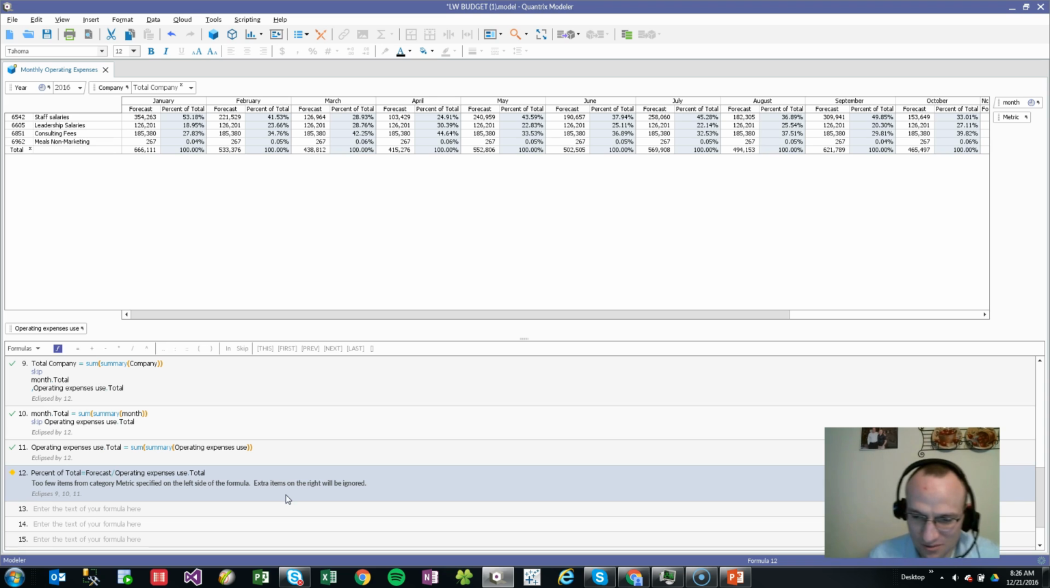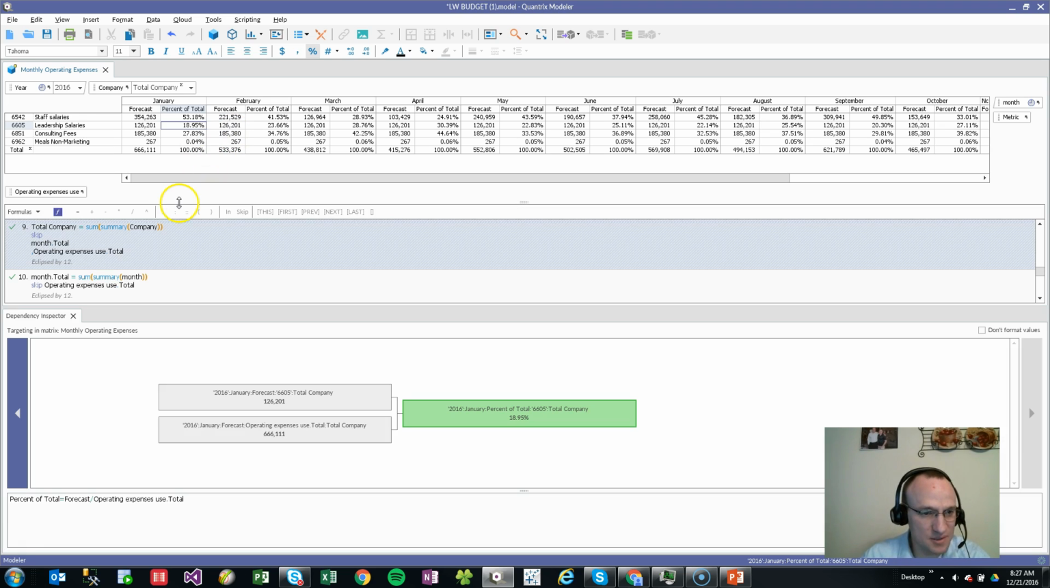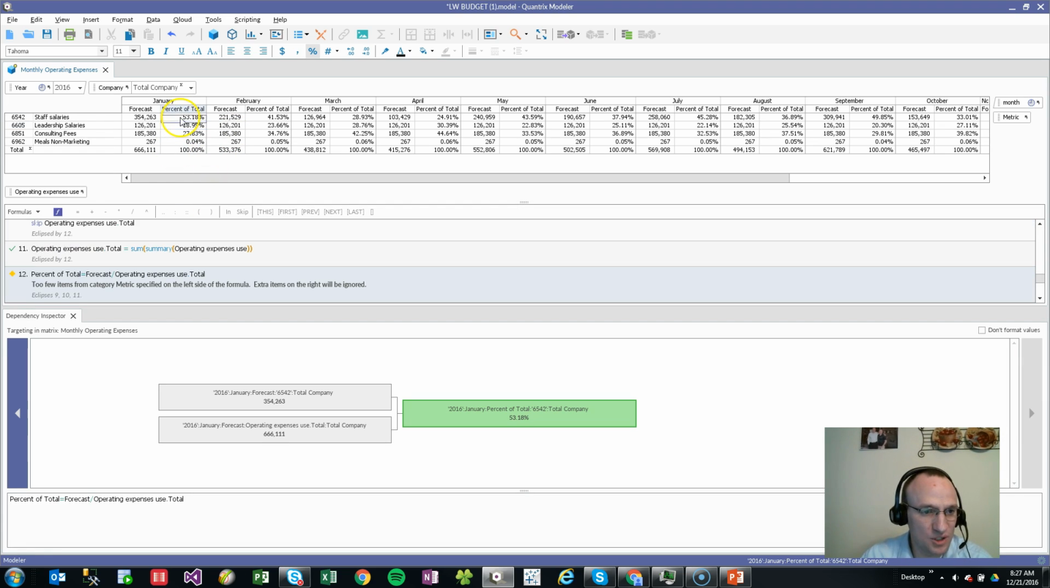And I'm like, well, I don't quite understand what this is saying, so I'm going to open up the dependency inspector and see if that can maybe help me. I'm going to hit Control D to open up the dependency inspector, because that's really the first place you ought to start every time you need to debug a formula. Just hit Control D and go to the dependency inspector.